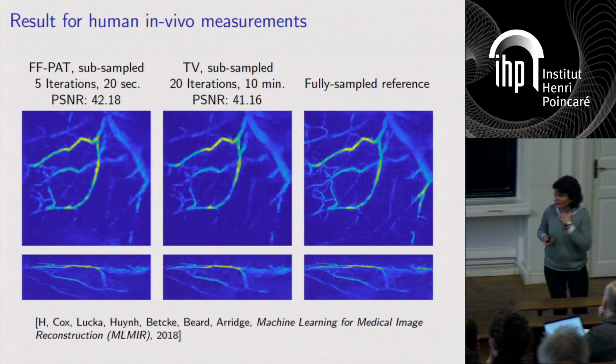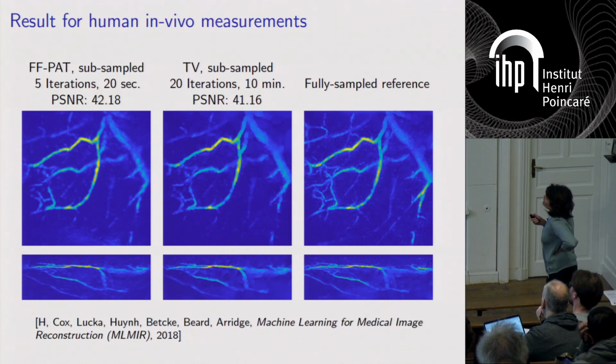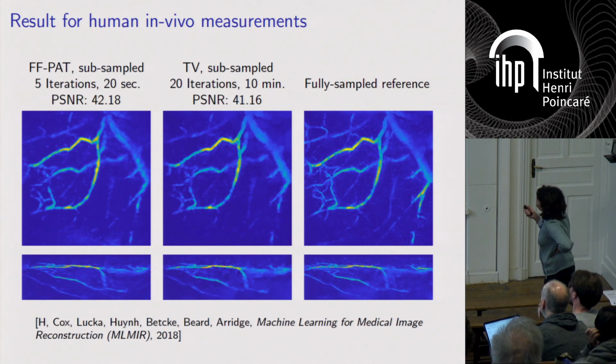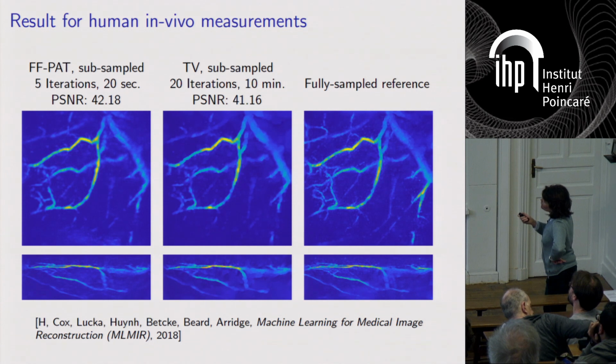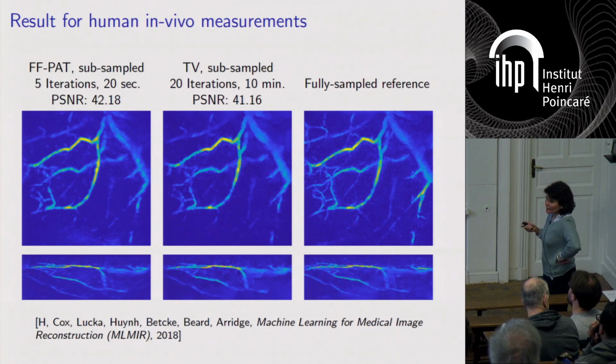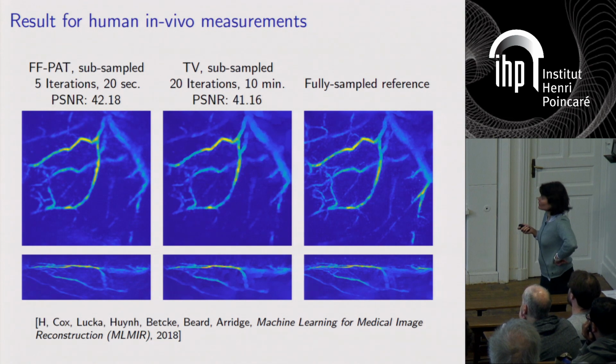This is what we get for the human in vivo. This is the fully sampled reference frame. This is the 20 iterations of the total variation, which takes 10 minutes and gives you this PSNR. And this is the 5 iterations of FFT path, which is the path with the FFT forward and inverse, as I explained. This takes 20 seconds. So this is now getting into the area that is interesting, because while you collect data in the lab, you can actually react to what you are doing.